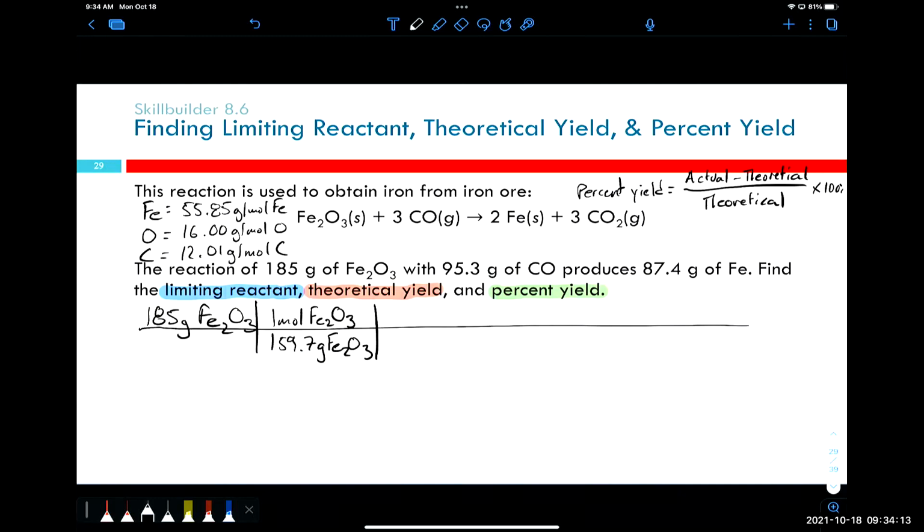Carbon we don't need for iron oxide, but I wrote it on there because we'll need it when we calculate CO2. So I'm just writing down the ones from the periodic table here.